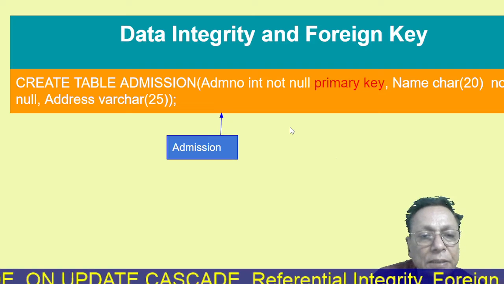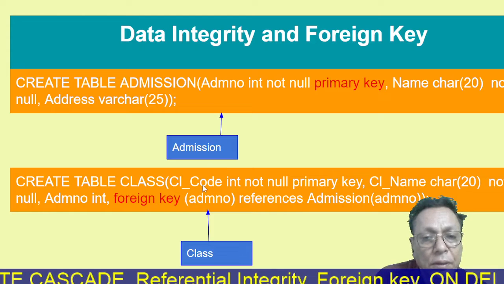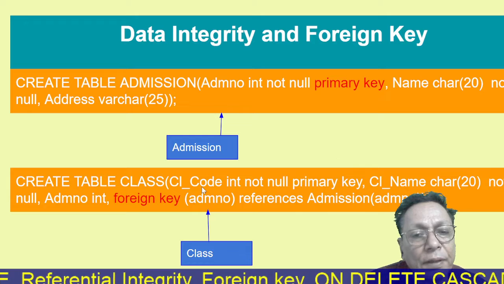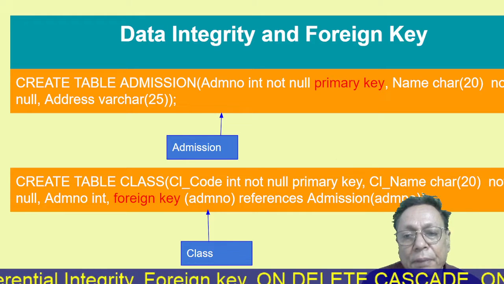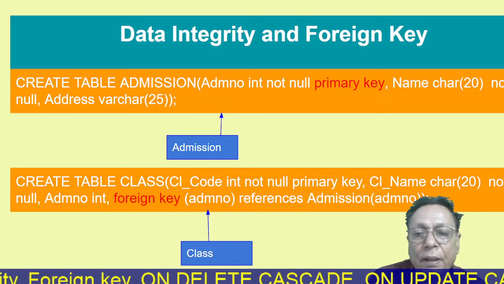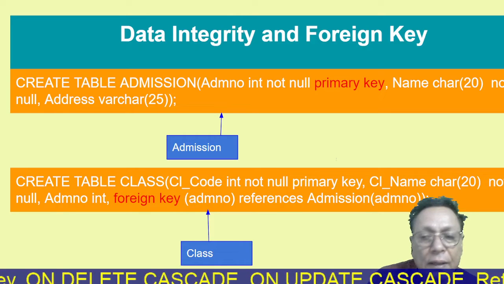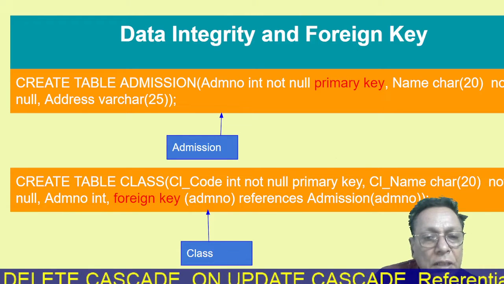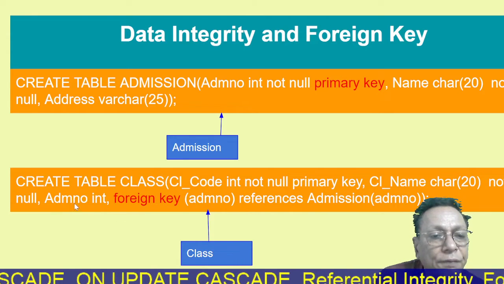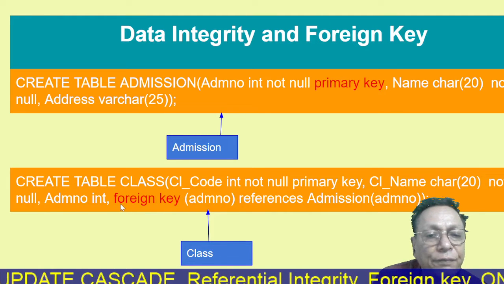And what should be the class table? The class table should have the class code. It could be primary or not, depends. Though I have taken the primary key here, I'll not take this primary key when I conduct the practical. And class name, and in addition, it has a field which is the reference key, admission number of type integer, and this is the foreign key.